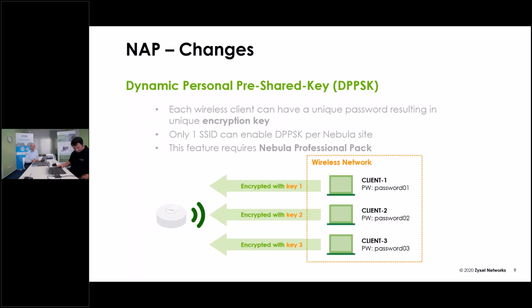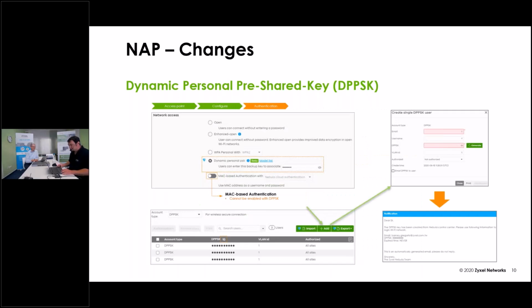Great, thanks. Moving on, a short description of how you get to set up your dynamic personal pre-shared key. First of all, in the access point configuration menu under the authentication setup, after setting up the SSID, you want to choose the SSID from the drop-down menu, and then under network access, instead of setting up a normal WPA2 password, you choose the dynamic personal PSK.